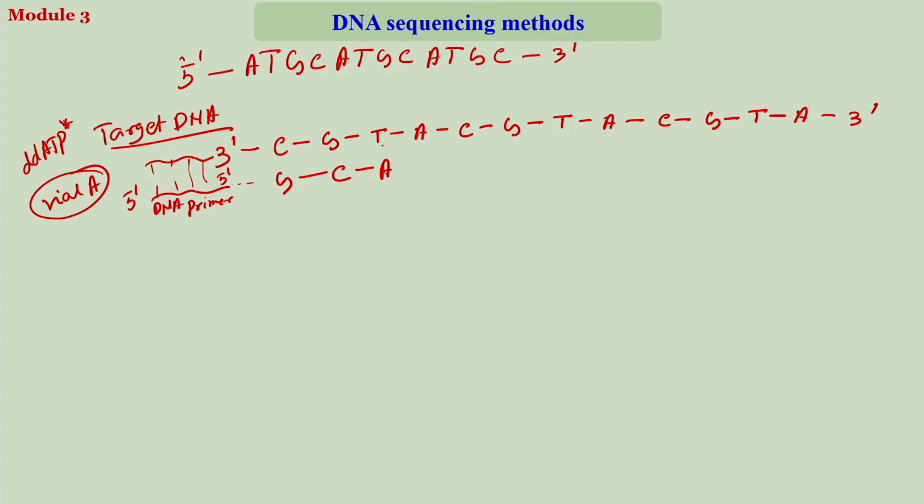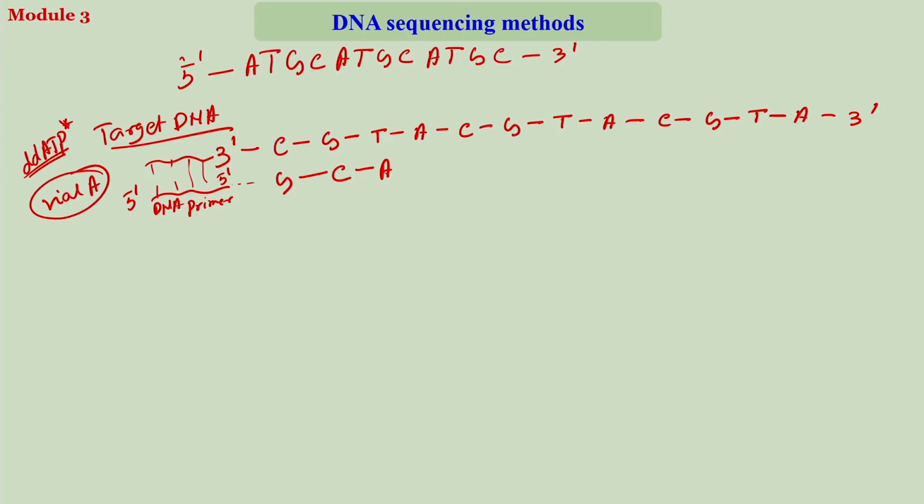You have added the normal dATPs there in vial A. If it takes the normal dATP, that has a 3 prime hydroxyl group free, and it can move on. If the polymerase picks up the dATP, it will move forward, no problem. But instead of the normal dATP, if it picks up the ddATP, because you have also added this compound into your mixture.